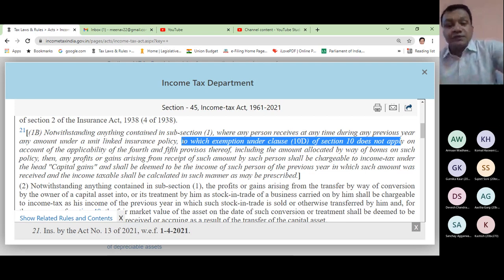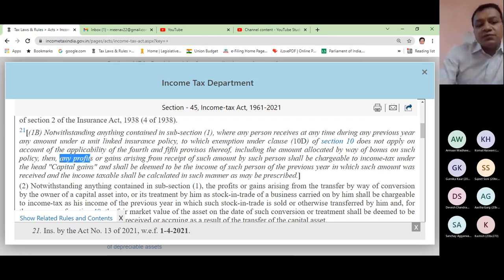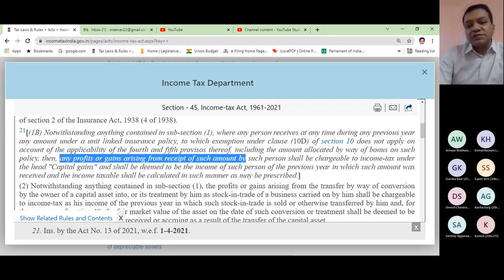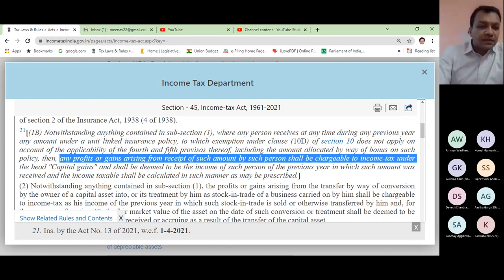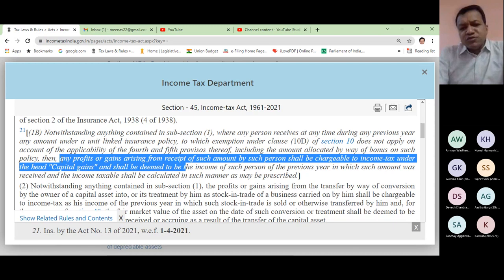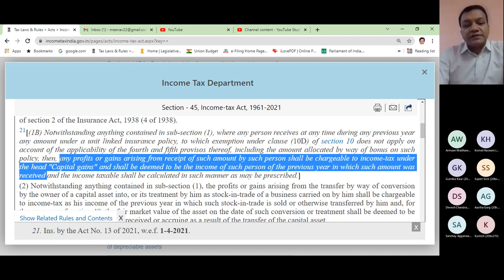That is why I gave you the reference in the example also, that till 31st March 21 the amount received was tax free under section 10(10)(d), which came with some conditions. Right now it is the same provision, that when you receive some amount, if you are not allowed the exemption under section 10(10)(d), then what happens? I'm skipping this third line. Then any profit or gain arising from the receipt of such amount by such person shall be chargeable to tax under the head capital gain, and shall be deemed to be the income of such person in the year in which such amount was received. That's it.